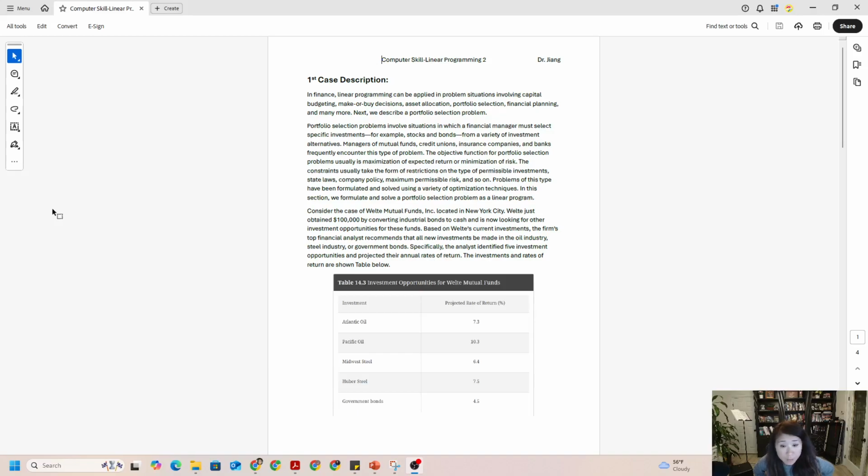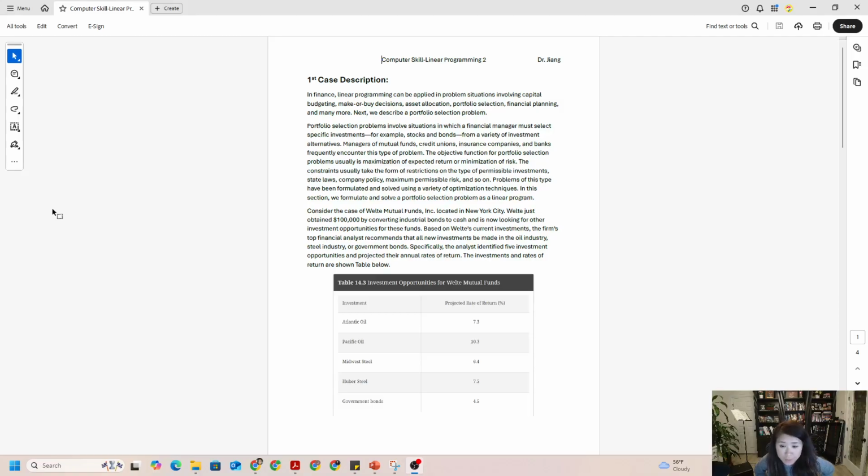The portfolio selection problem involves situations in which a financial manager must select specific investments, for example stocks and bonds, from a variety of investment alternatives. Managers of mutual funds, credit unions, insurance companies, and bankers frequently encounter this type of problem.